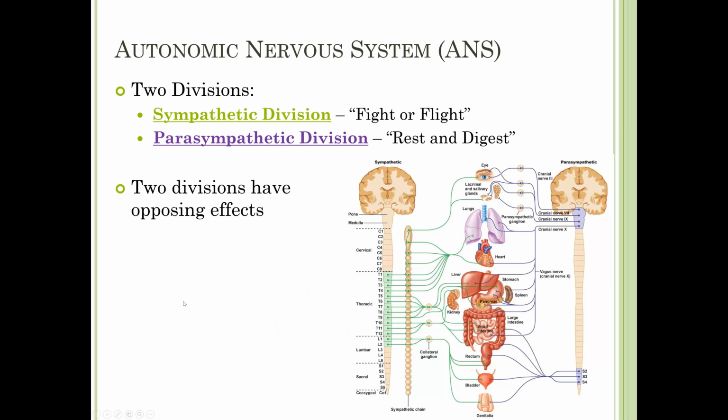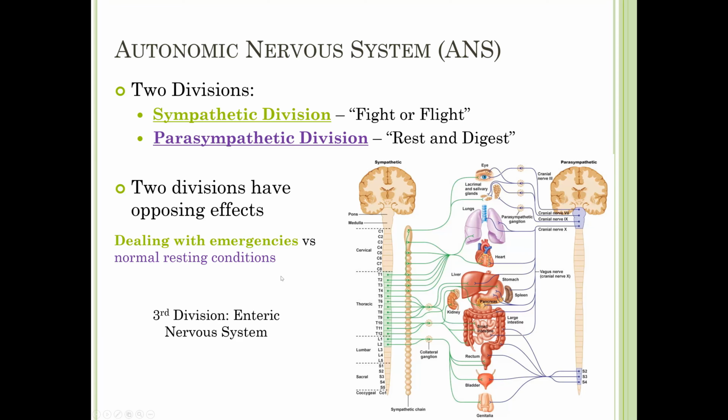The two divisions have opposite effects. The sympathetic division deals with emergencies, so emergency situations in which things have to be brought back to normal. And the parasympathetic division deals with your normal resting conditions. So if you're not in an emergency state, then it's your parasympathetic division in control.